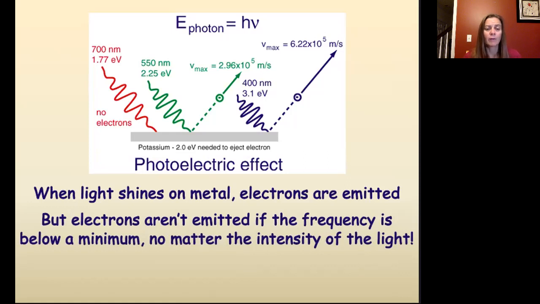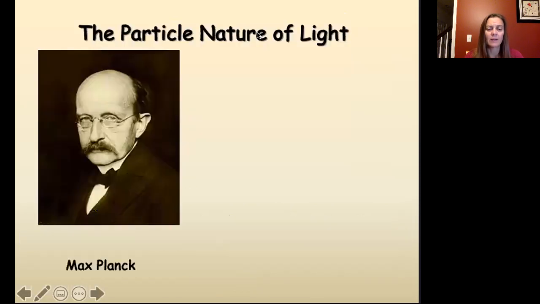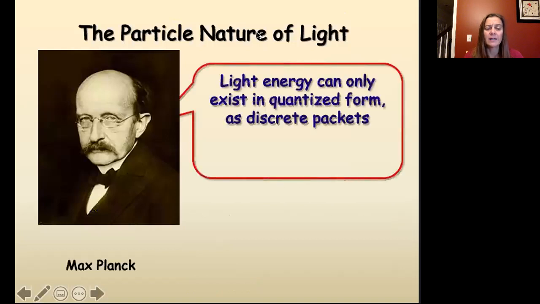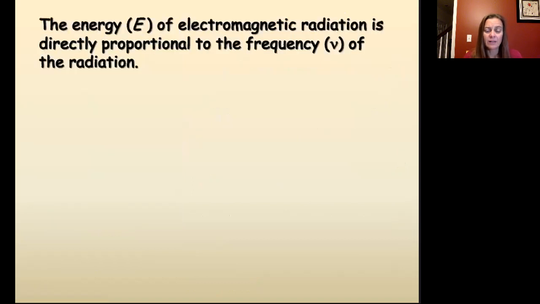And from this idea, we come up with the particle nature of light. We say that the energy of a photon, the amount of energy that one particle of light is carrying, is equal to h, which is Planck's constant, times the frequency. This is Planck, and he comes up with the idea that light energy can only exist in quantized form. So we have little discrete packets of light, little particles of light, and each of those particles has a particular energy. And that energy is directly proportional to the frequency of the radiation.